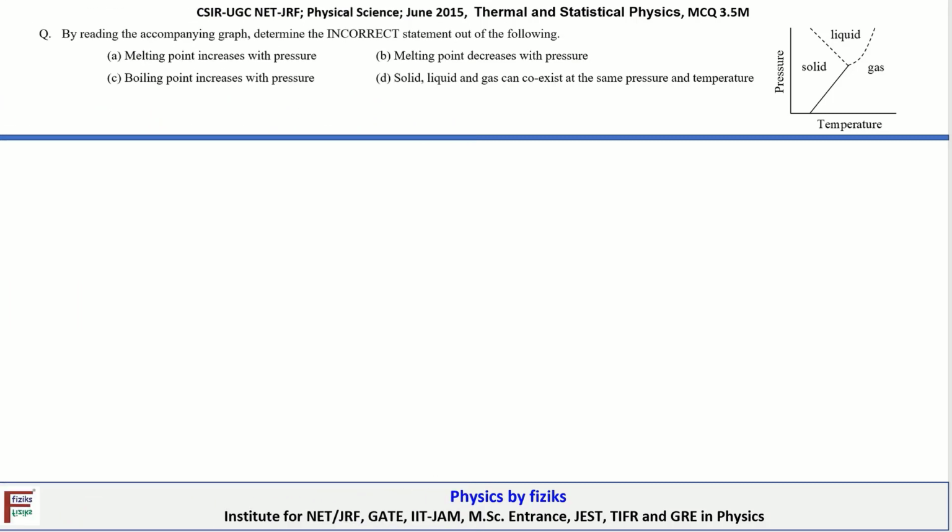So in this video we are going to discuss a question in thermal and statistical physics which appeared in the CSIR JRF examination that occurred in June 2015. The first question is: by reading the accompanying graph, determine the incorrect statement out of the following. So we have to identify the wrong statement among the given four statements.